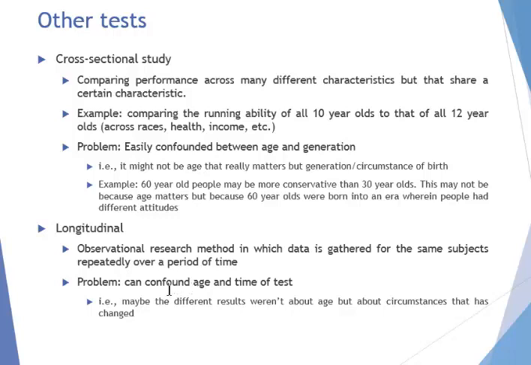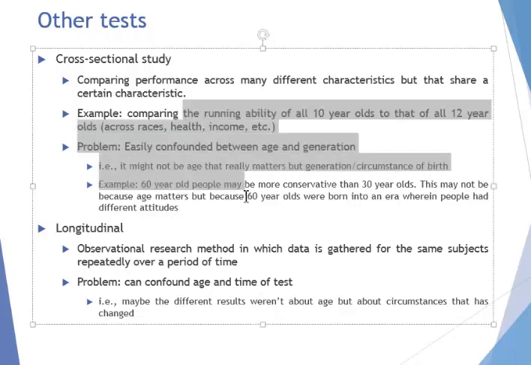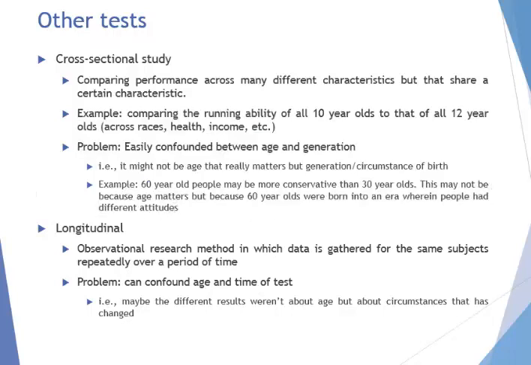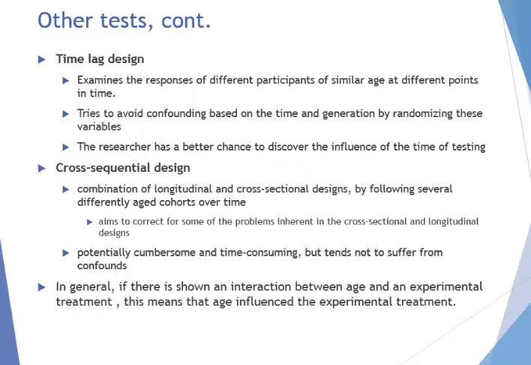The problem with that is that you can confound the time of the test. At least in the cross-sectional case, the 30-year-old and the 60-year-old were taking the test at the same time. Here you're talking about people taking this political test 30 years apart. Society might have changed. It might not be anything to do with the individual. It might not be anything to do with the age. It might just be it's a different era and people have different attitudes in general. So each one has its strength and each one has its weakness. You have the time lag design, which kind of tries to have it both ways. It examines the response of different participants at similar ages but at different points in time.